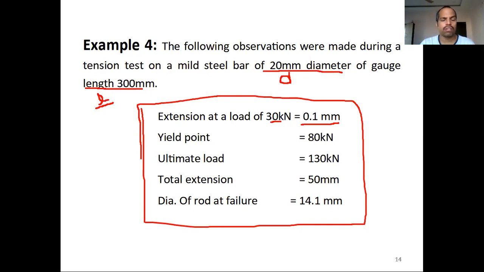First, in the problem he has asked to calculate the Young's modulus. But nothing is given directly; he has not given values on how to calculate the Young's modulus. You have to understand that. Yield load is 80 kilonewtons. Generally Young's modulus is in the elastic limit, before the yield point. So you can use the 30 kilonewtons to calculate the Young's modulus. You have to understand that from the given values.